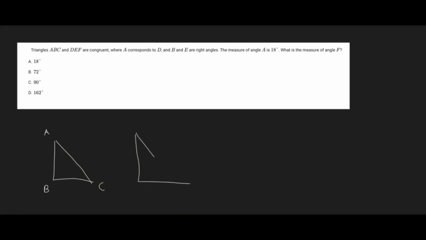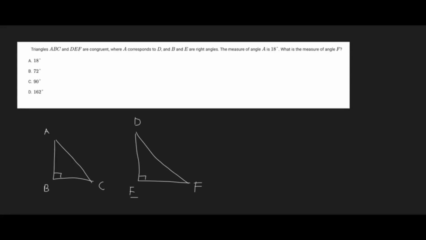And these are congruent triangles, so they're not really the same size here, but just imagine they are. Alright, so E is the other right angle. So this one's D, and this one's F. And let's mark those right angles in there. It's pretty messy. And there we go. Alright, so let's see what's given. So they say that the measure of angle A is 18 degrees. So we have 18 degrees right here.